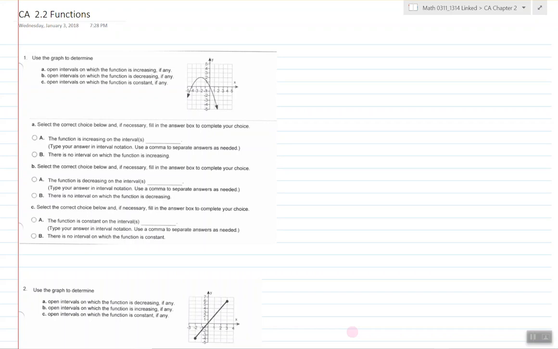In this lesson, we're going to continue to study characteristics of functions. We're going to start by talking about increasing and decreasing intervals on functions.